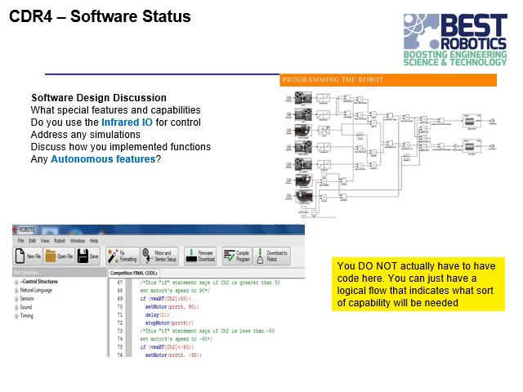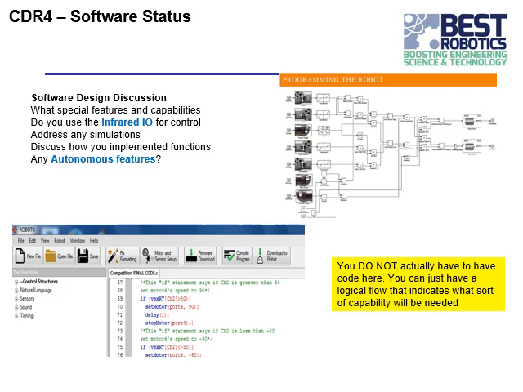So software status, similar to the hardware. Give us a snapshot of where you're at. This has code and perhaps simulations that they're doing. In the yellow, you don't have to have code at this point. You can have more logical flows, functions, capabilities. That is another way to capture it.